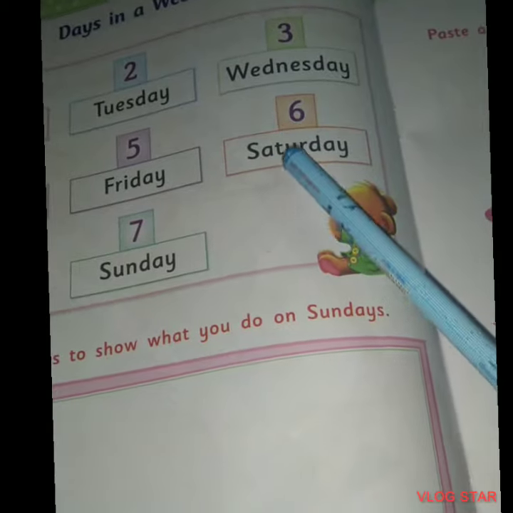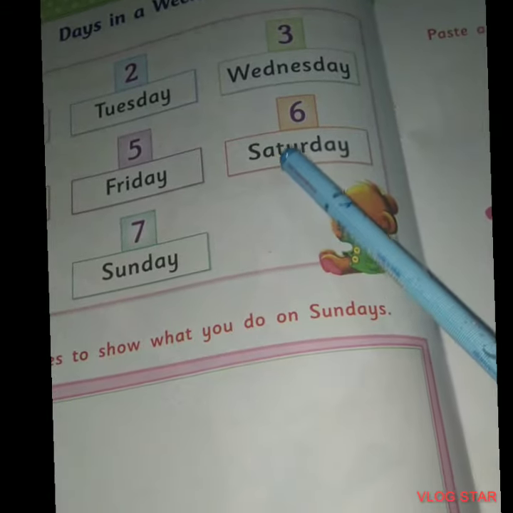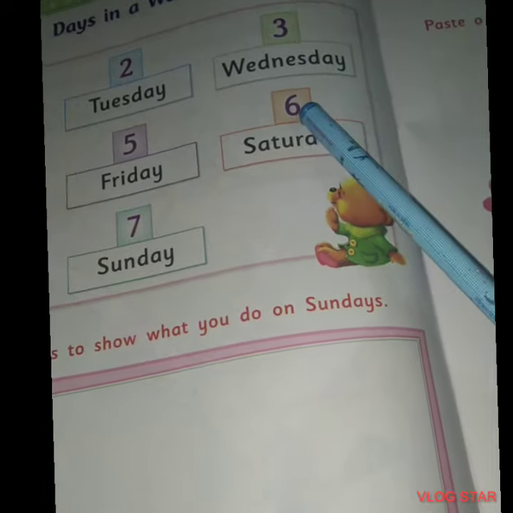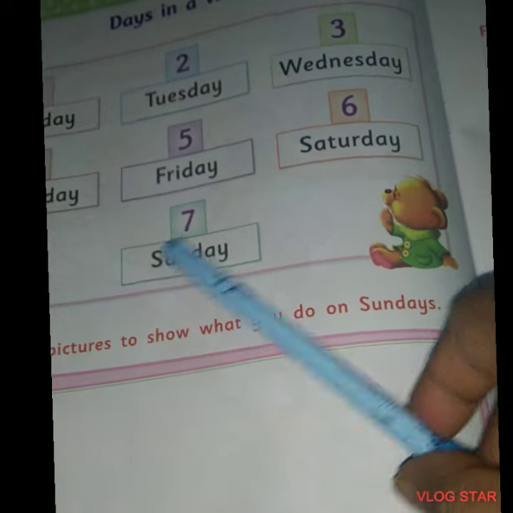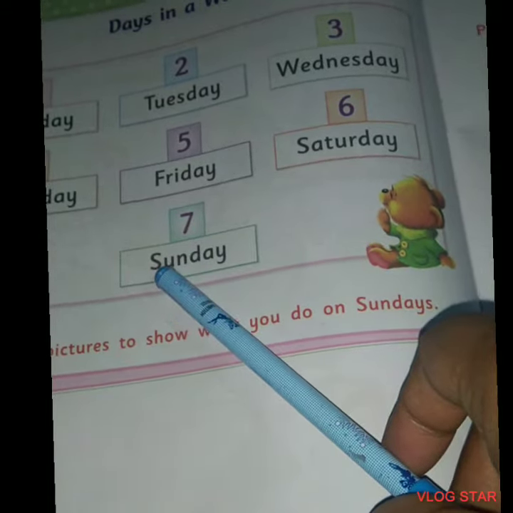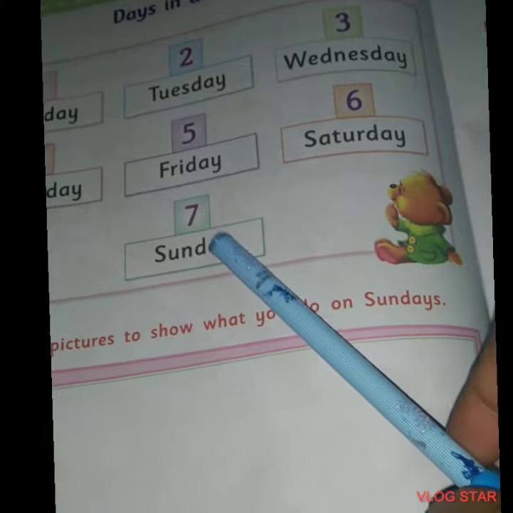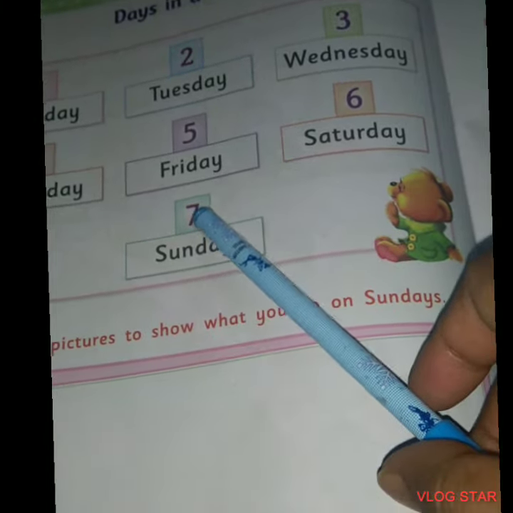F-R-I-D-A-Y, Friday. Then Saturday, this is Saturday. S-A-T-U-R-D-A-Y, Saturday. This is the sixth day of the week. This is Sunday is the last day. S-U-N-D-A-Y, Sunday is the seventh day of the week.